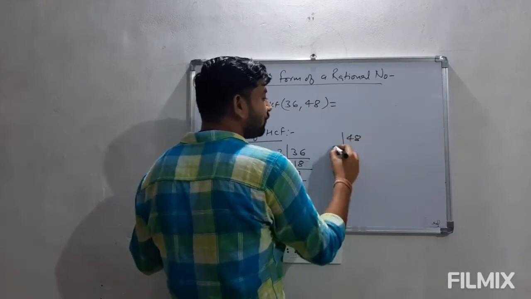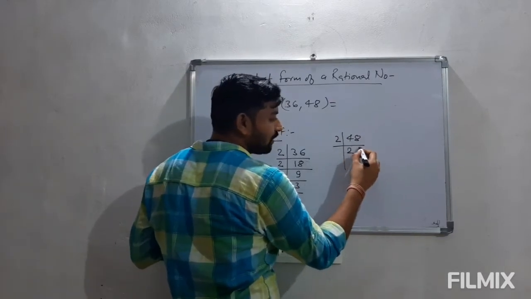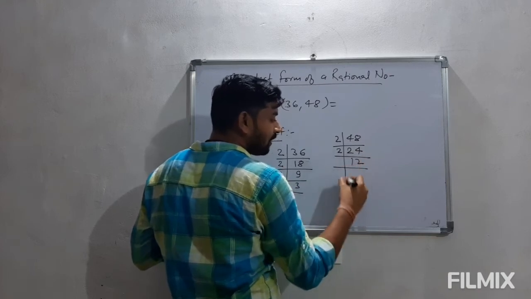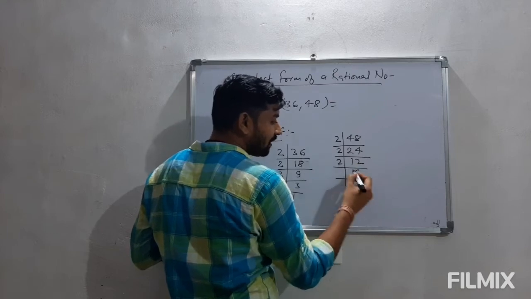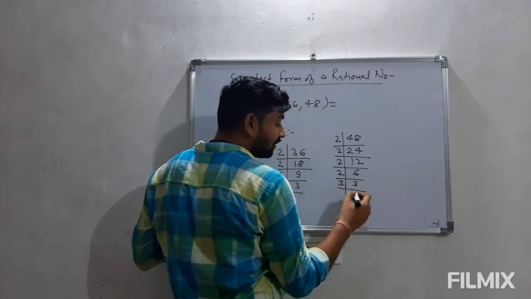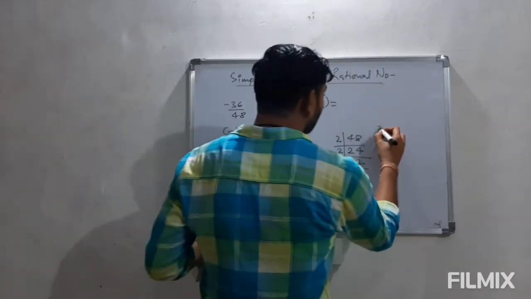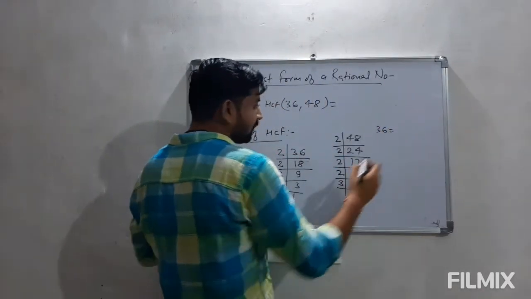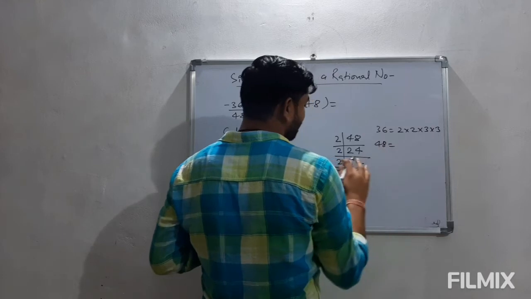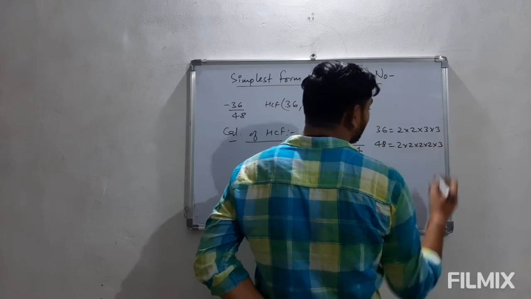Similarly, we can do the same for 48. If we divide 48 by 2, we get 24. Now, if we divide it again by 2 as it is even, we get 12. Again divide it by 2, we get 6. Again it is even, so we can divide it by 2, then we get 3. Now we can divide 3 only by 3 because it is a prime number. So from here we are able to calculate the factors. That is 36 is having total 4 factors, that is 2 into 2 into 3 into 3. 48 is having 5 factors, where 4 times 2 and 3 is coming out there.